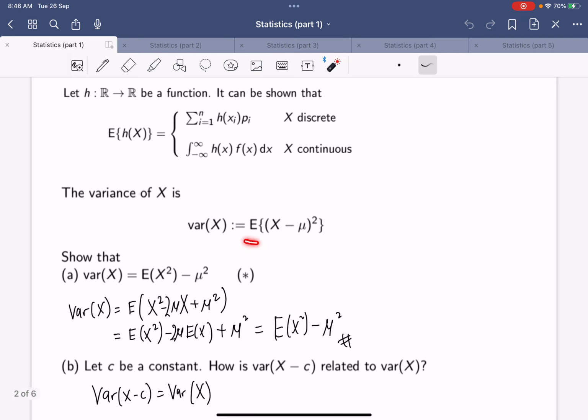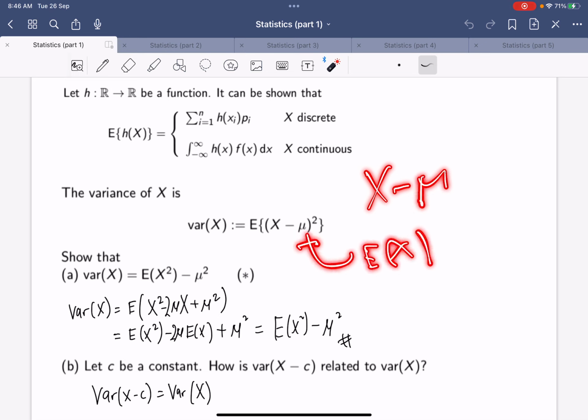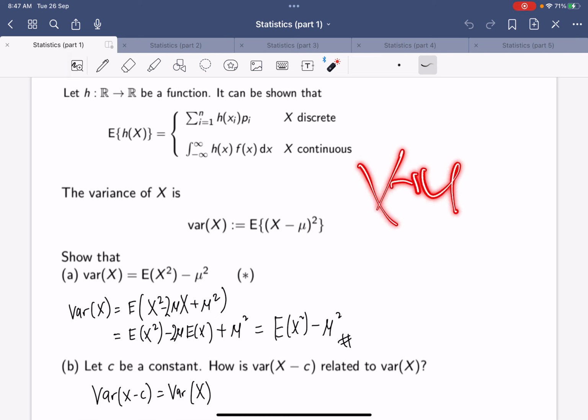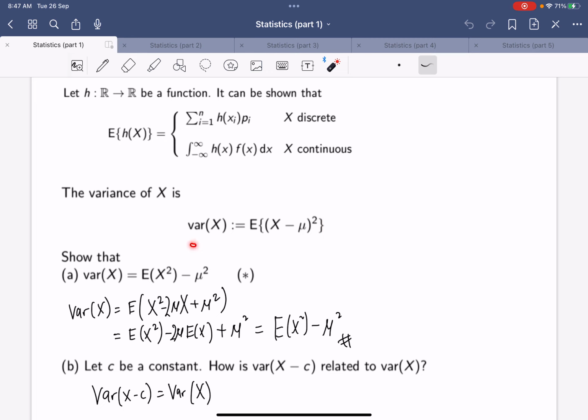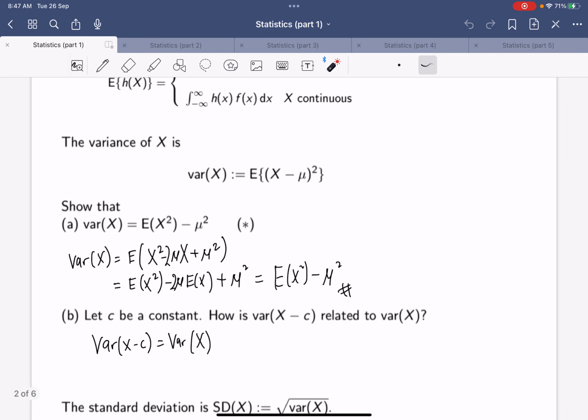And variance is defined to be the expectation of (x minus mu) squared. Mu is Ex, basically the expectation, like the mean. So x minus mu is your distance from the mean, then you square it to have positive distance, then you just take the average of all these distances. That will give you some idea of the spread of the distribution. And we can actually show that this formula reduces to Ex squared minus mu squared.